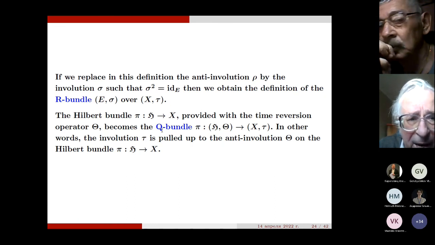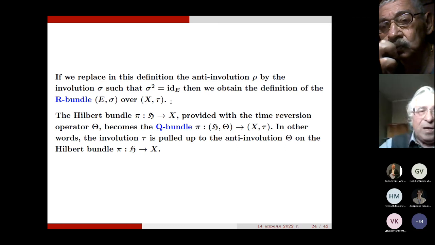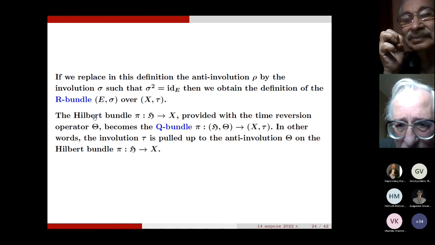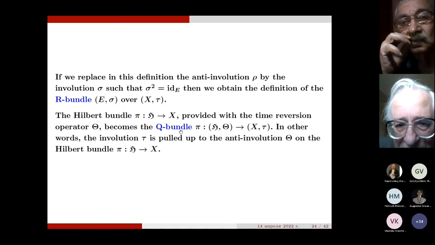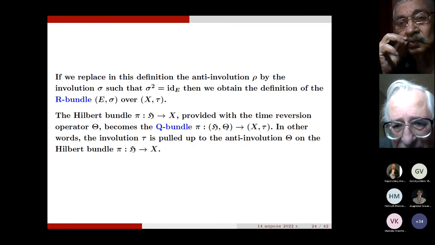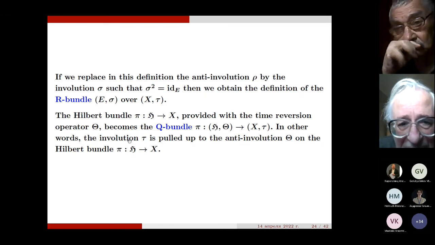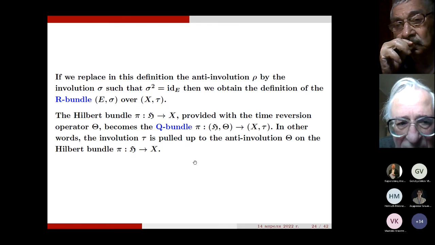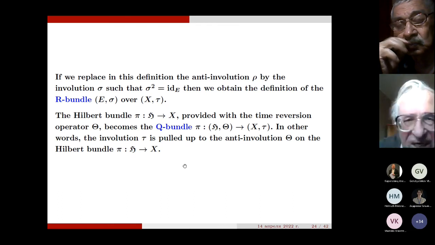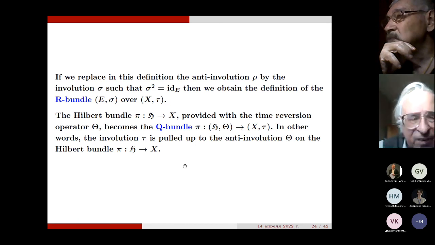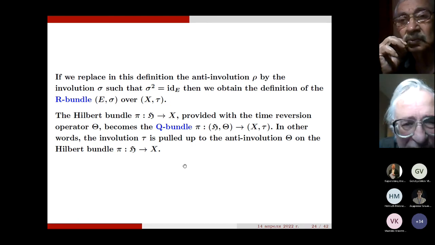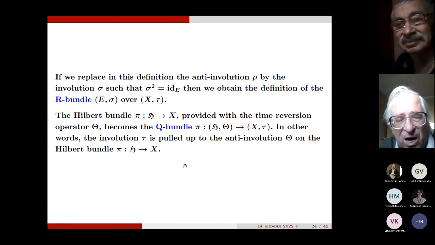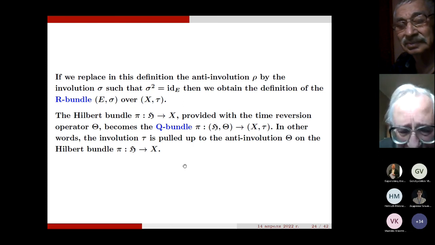So if we return to our Hilbert bundle, but now provided with the time reversion operator theta, it becomes the Q bundle (H, theta) over (X, tau). In other words, the involution tau on our original involutive space is pulled up to the anti-involution on the Hilbert bundle. So in fact, this is the way how this theory of topological insulators is related to K theory. In K theory, we should consider all these bundles, Q bundles or R bundles, and consider them up to stable equivalence.